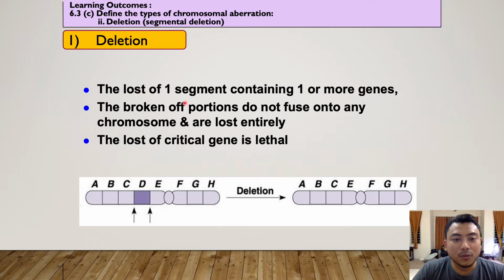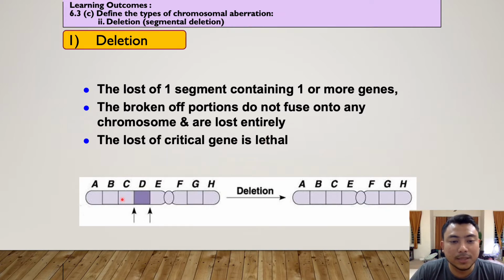The loss of one segment containing one or more genes. The broken off portions do not fuse onto any chromosomes and are lost entirely. Maksudnya totally hilang. The loss of a critical gene is lethal. Contoh kalau ada critical gene tu yang hilang, so lethal ni maksud dia tak survive lah.